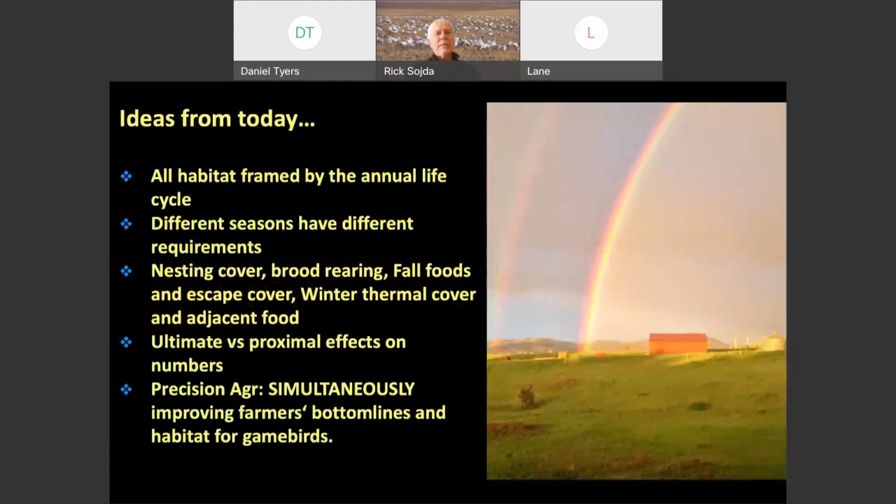Okay, today we looked at the fact that all habitat is framed by the annual life cycle of events of birds. We've talked that different seasons have different requirements, habitat-wise. We talked about nesting cover, brood rearing cover, fall foods and escape cover, winter thermal cover and adjacent food. We talked about the difference between ultimate and proximal effects on numbers, particularly habitat versus weather. And we talked about precision ag and hopefully simultaneously being able to improve farmers' bottom lines and habitat for game birds.